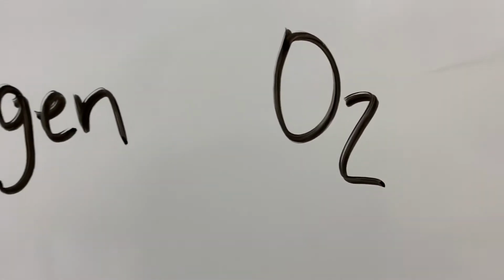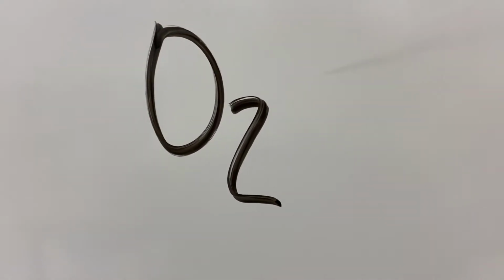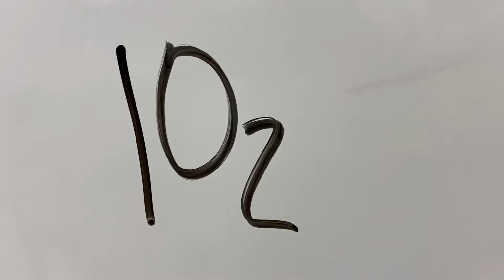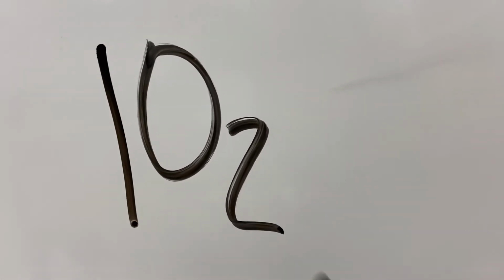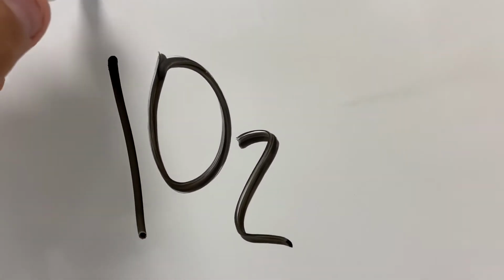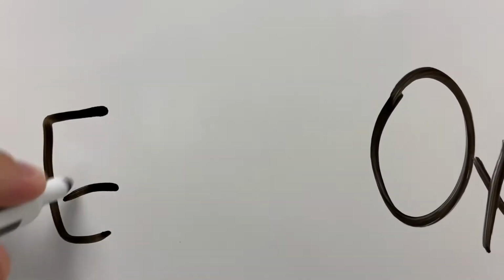Oxygen, O2. So we karate chop the capital letters. Do we karate chop the 2? No, because it's not a capital letter. That is a 1. So we know that is an element.